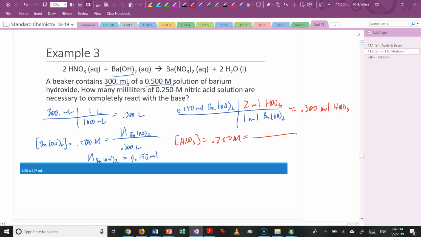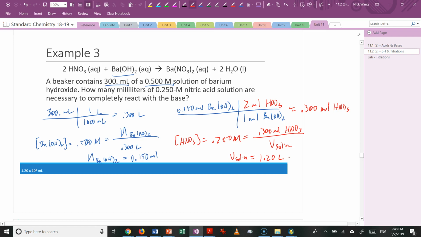And that's going to be a ratio between the 0.300 moles of HNO3 that I calculated from the previous step, which is how many moles of HNO3 I need to react, and the volume of the acid solution. I don't know that, so that's my question mark. Do some quick rearranging, and I find out that the volume of the acid solution, represented here in red, is equal to 1.20 liters of solution.